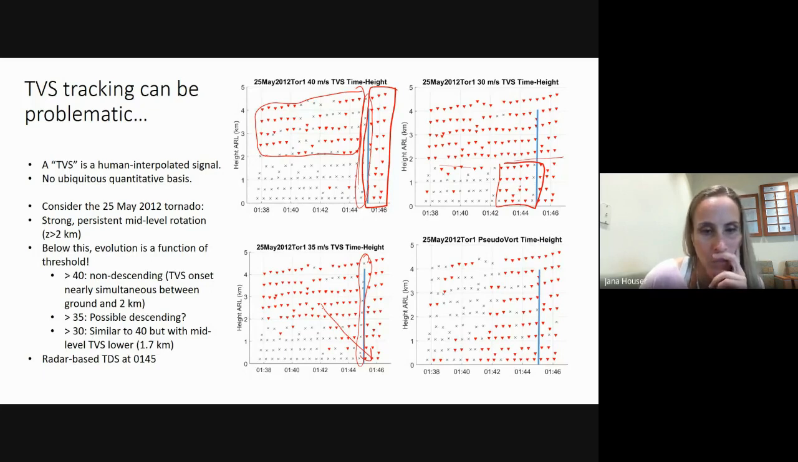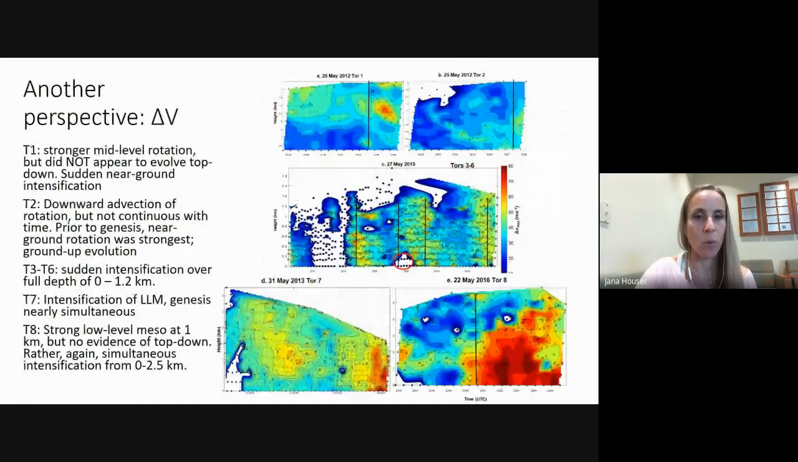So that blue line was the damage survey from the NWS. So we could perhaps argue that maybe this is subtornadic and we're not actually getting a tornado at this point. But the point is that defining a tornado and identifying the time height evolution based only upon the TVS might be a little bit problematic, because there's a degree of subjectivity involved here.